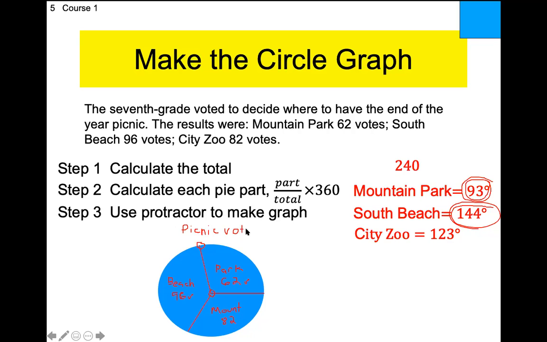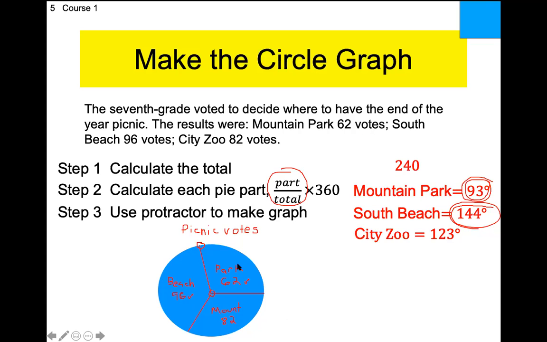Now I will point out, and I did say it in class, it is your choice whether you put numbers or whether you put percents. We never calculated percents, we calculated degrees. So if I wanted to do percents, I would have to do this calculation again and just leave out the 360. So part divided by the total, and then move your decimal place twice to get a percent. So that's probably why most of you, myself included, would simply leave the number of votes.